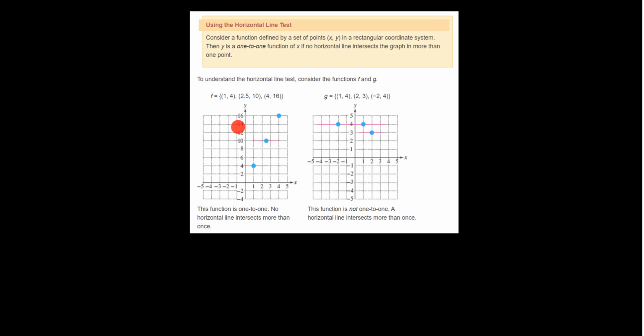However, over here, notice how the points look like (1, 4) and (-2, 4). They are lying on the exact same horizontal line, so they are not a one-to-one function. Now, both of these are examples of functions, right? Because we do not have one x value going to two different y values. So these are indeed functions, but they are not one-to-one functions.